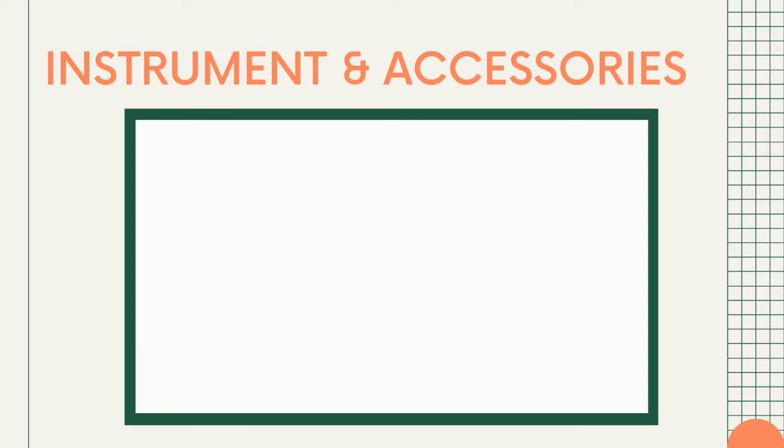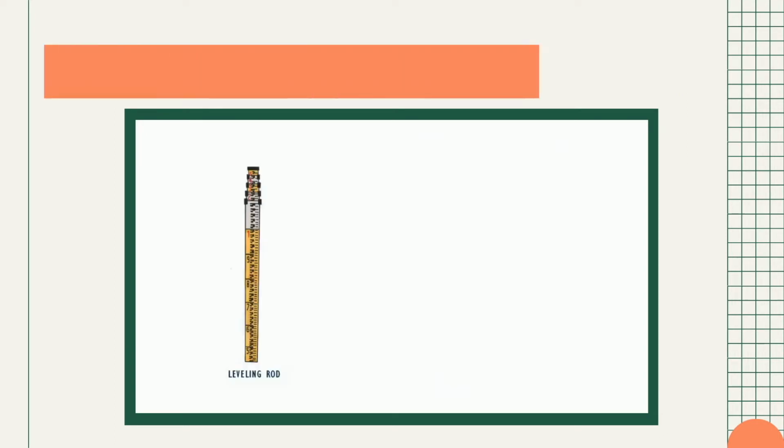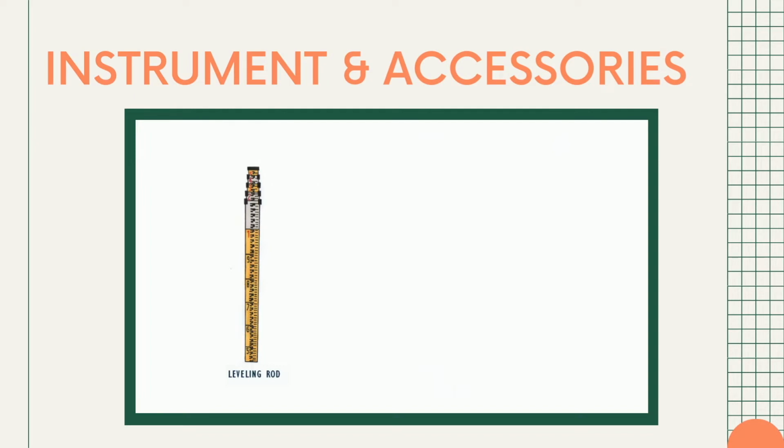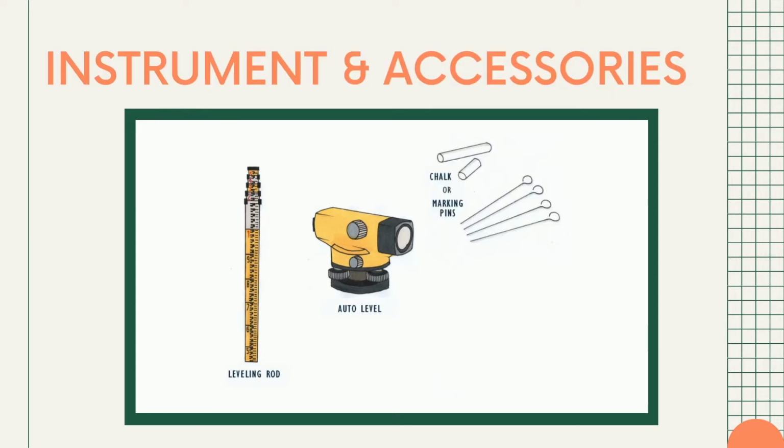Now let's move on to the instruments and accessories. The leveling rod, which is a vertically supported tape used to measure vertical distance, which is the difference in elevation between a line of sight and a required point above or below it. Auto level, which is an optical instrument used to establish or verify points in the same horizontal plane. Then the markers, which will be used to indicate a position. And lastly, a plumb bob, which is a weight with a pointed tip on the bottom that's hung from a string and is used for establishing a vertical reference.